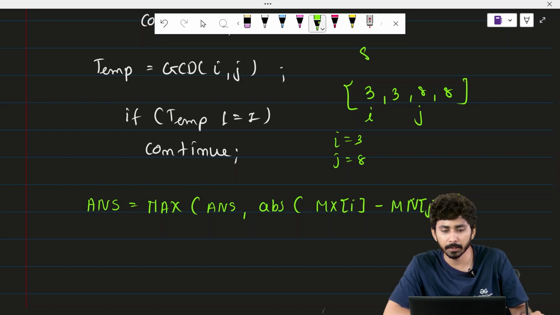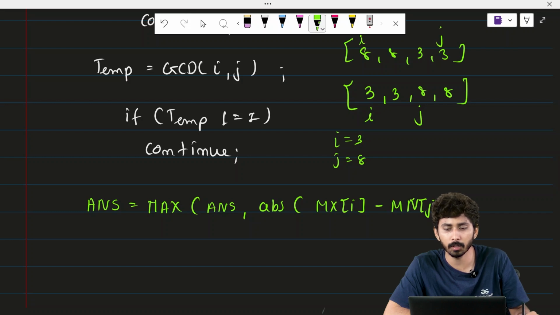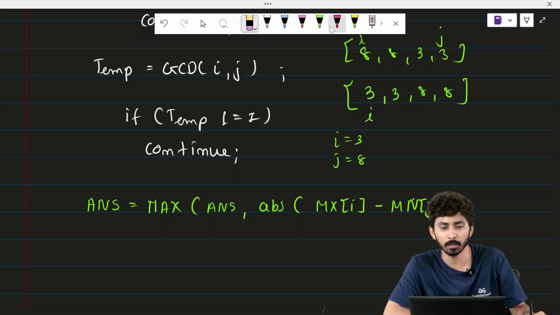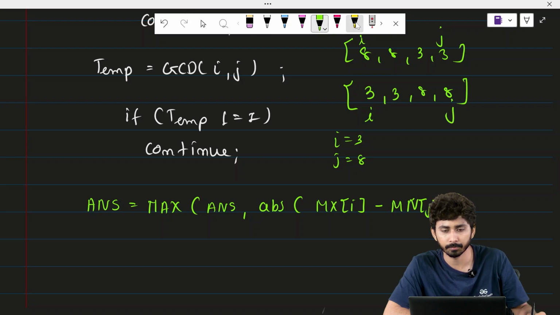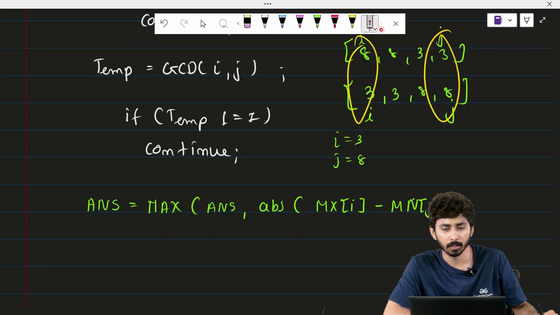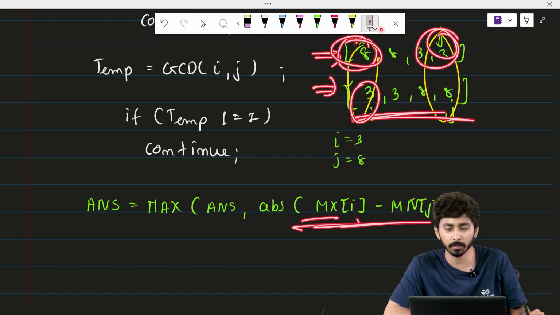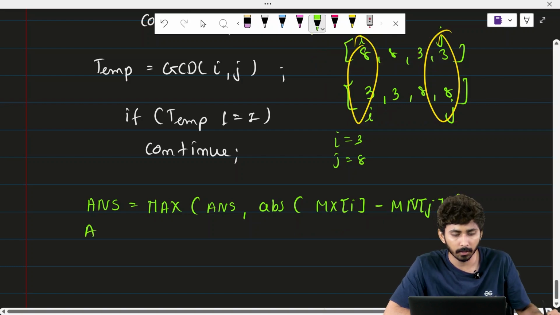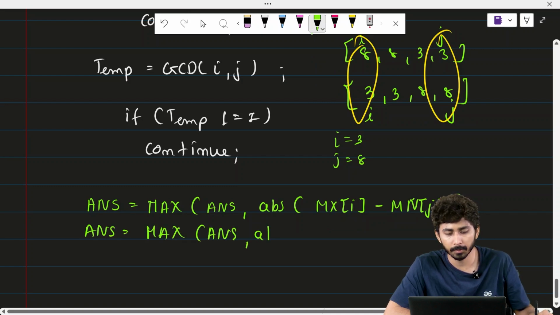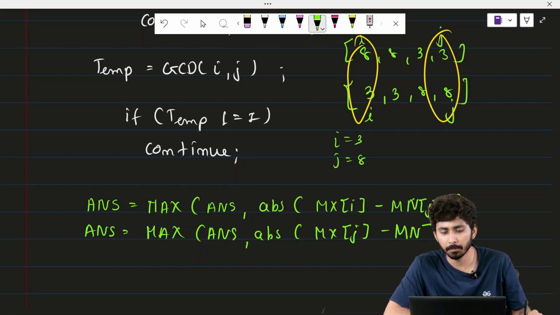And if you change the ordering to 8, 8, 3, 3, then i will be 8 and j will be 3. And you know the maximum pair is what you will be getting. These are two different examples. So for the first one, the maximum index of 3 and the minimum index of 8 is required. So I have taken one maximum, one minimum. Or else, if the ordering is different, I'll try out the other thing, that is the maximum of answer and the absolute value of maximum index of j minus minimum index of i.